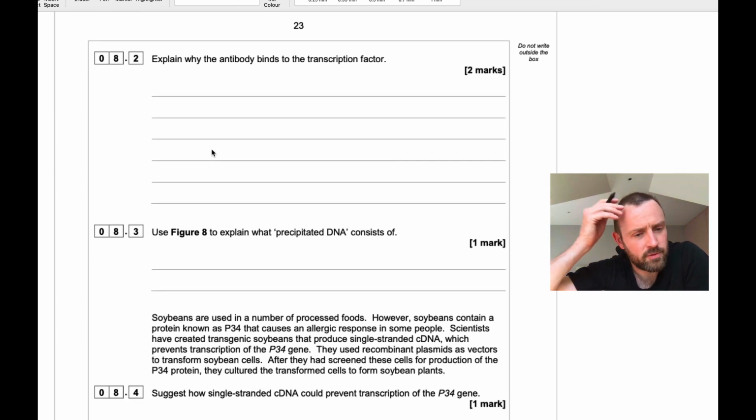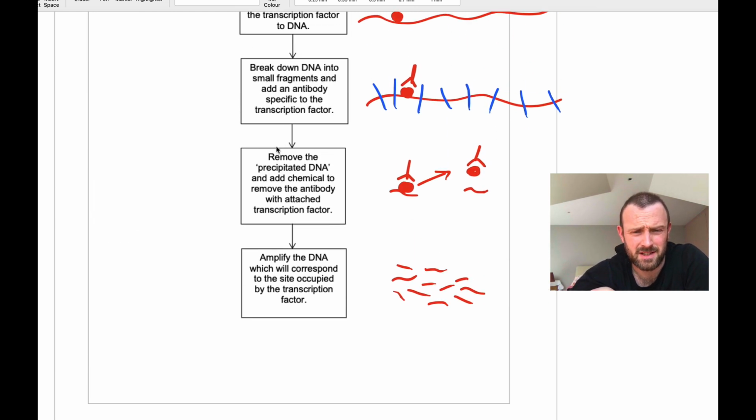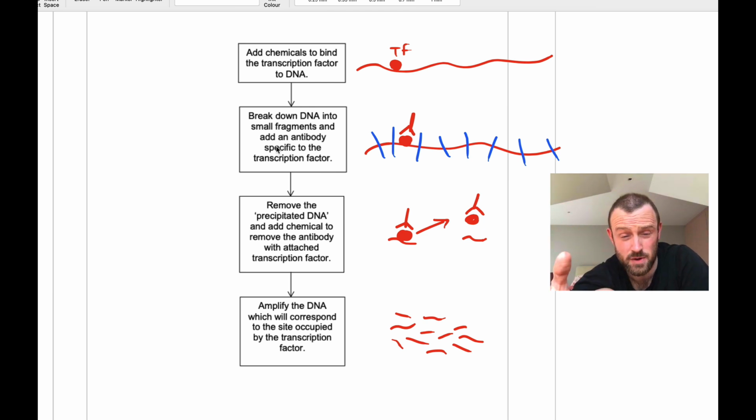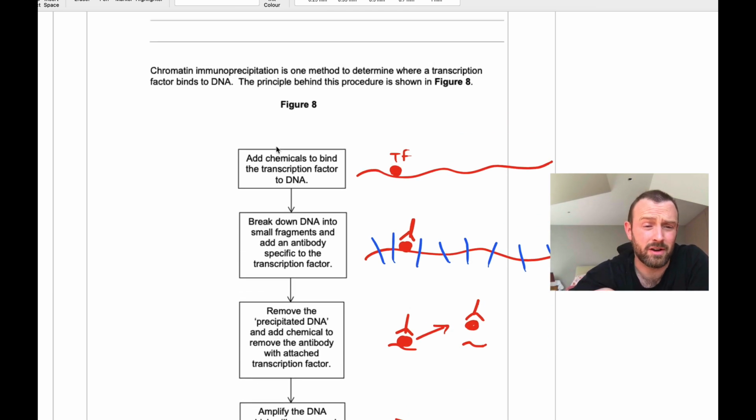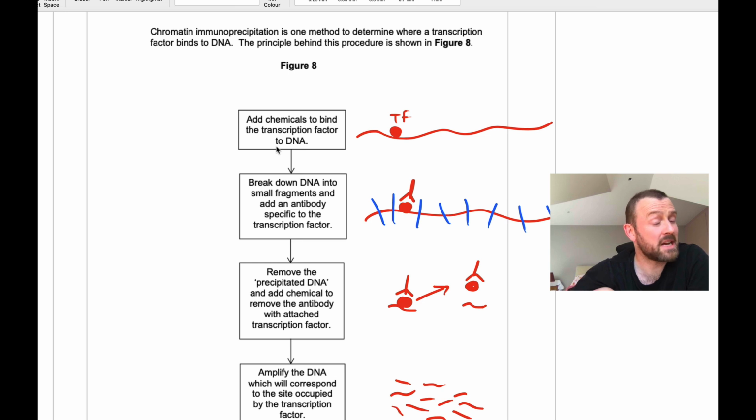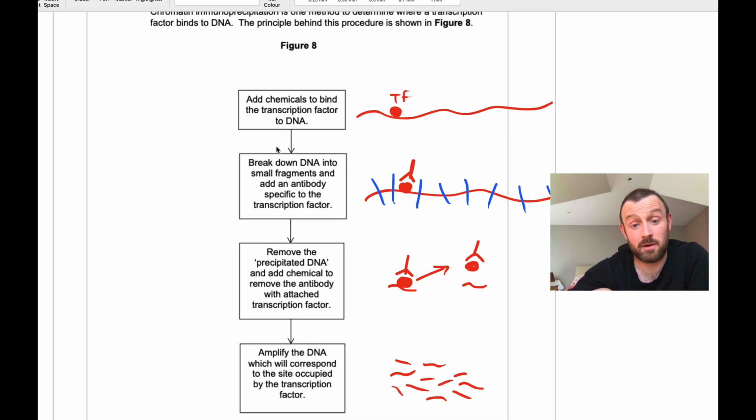Okay, 8.3. Use figure 8 to explain what precipitated DNA consists of. Okay, so I had to figure this out, and I drew it to understand it. That's a technique you could use. To be honest, I had never heard of chromatin immunoprecipitation before. Maybe I should have, but I had to work it out by picturing it in my mind. Just having the words there was not helpful for me because I think more pictorially, so I had to draw it to understand it.